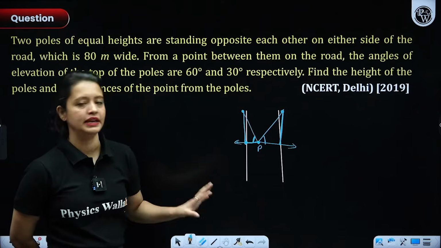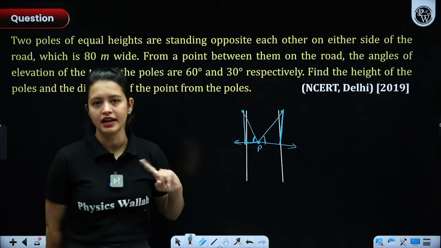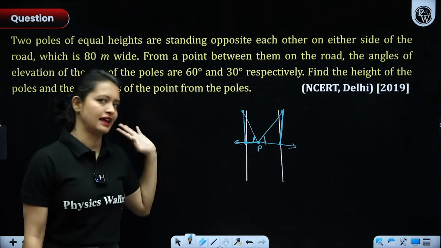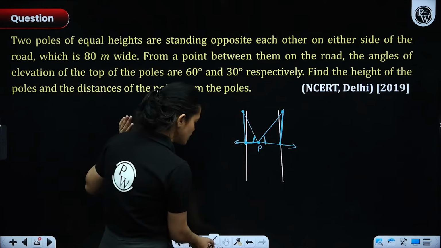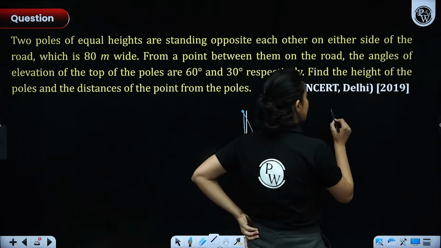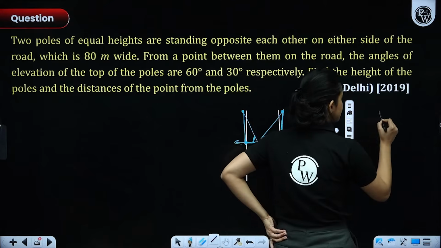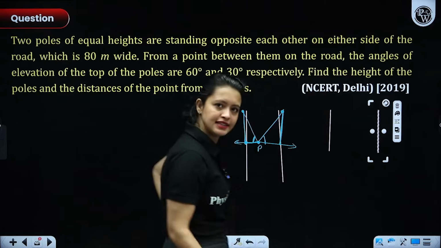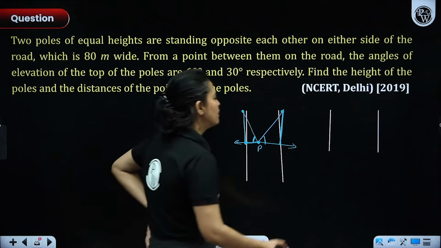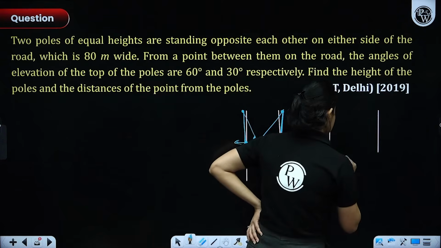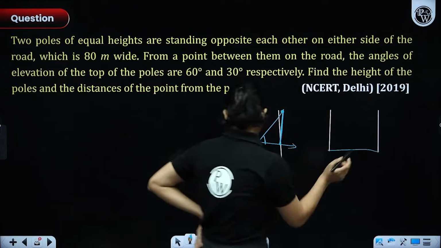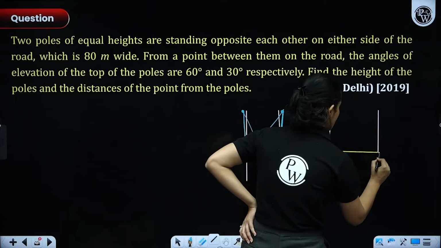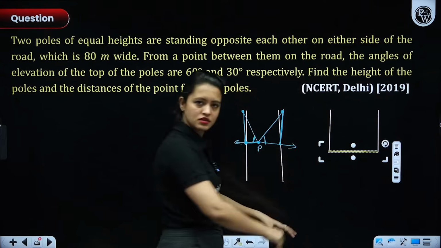So first of all, this diagram here is not working for me. I am very confused here, so I'll make a better diagram. So let's focus on making a better diagram. For that, I will draw both the poles, and since they are of equal height, I will make sure my line segments are equal in height. Now, let's suppose this is the width of the road. This here is the width of the road, everyone.